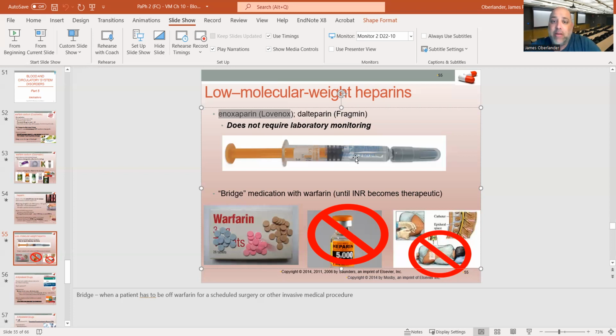Yes, you want to check the lab, which in this case, enoxaparin's lab value is more platelets, but don't worry about that right now. Don't have to worry too much about the lab value on this. I'm looking more at the administrative aspect. What do you do with the bubble that's there?